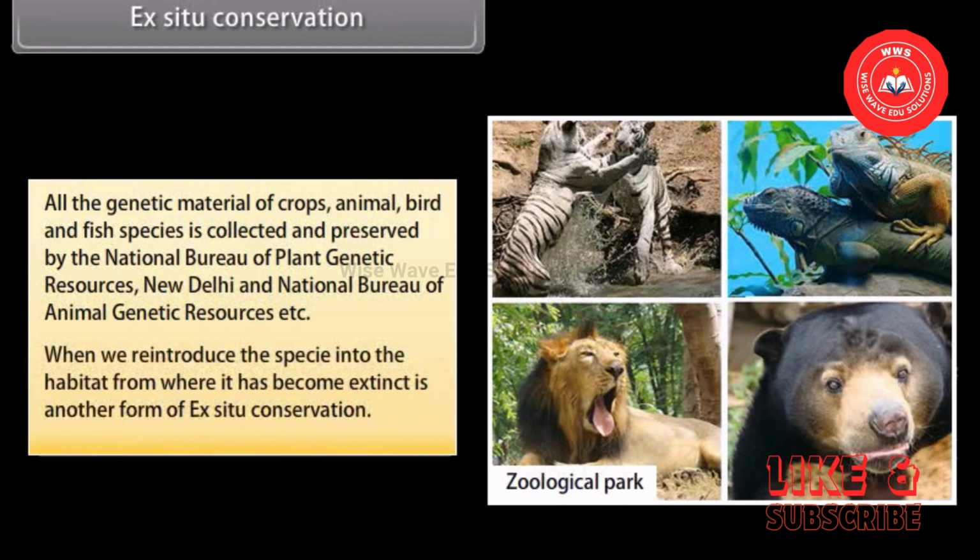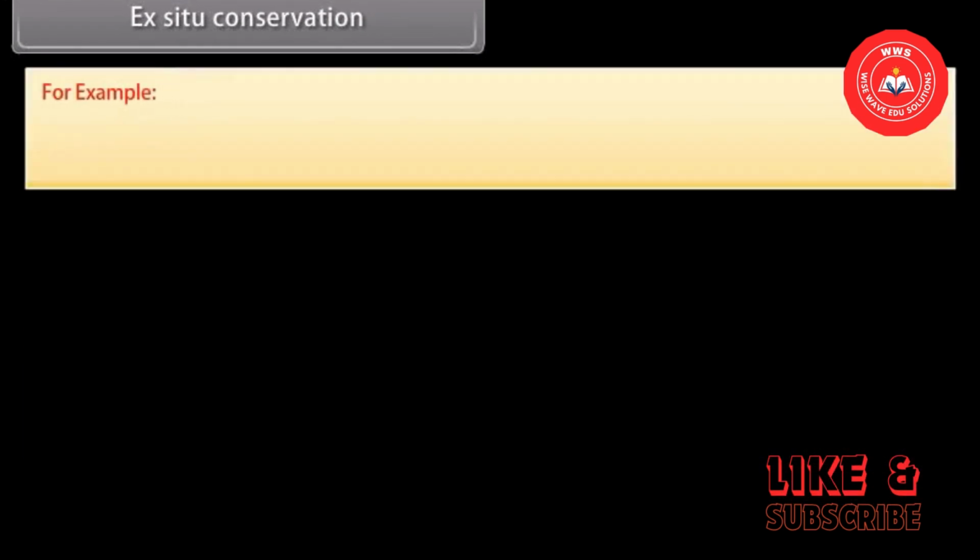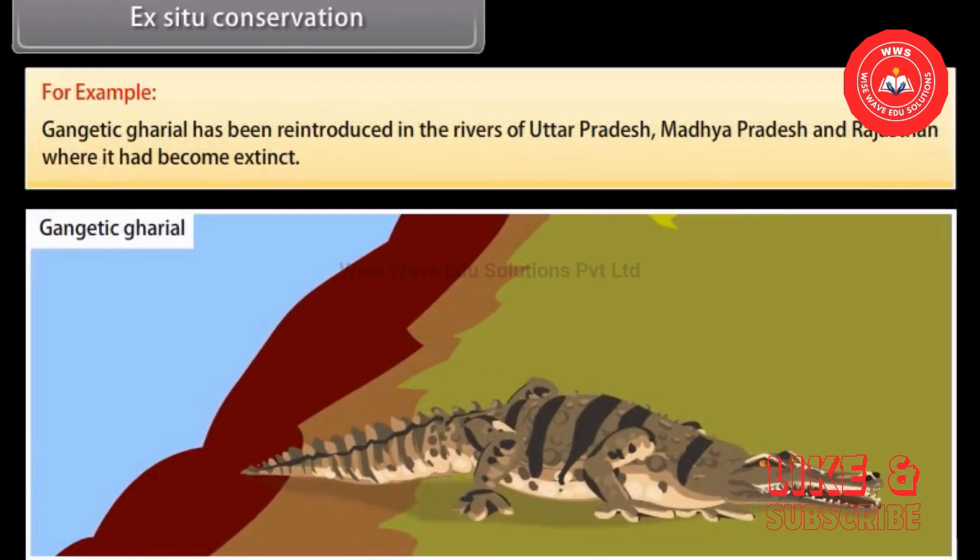When we reintroduce a species into the habitat from where it has become extinct, it is another form of ex situ conservation. For example, the Gangetic gharial has been reintroduced in the rivers of Uttar Pradesh, Madhya Pradesh and Rajasthan, where it had become extinct.